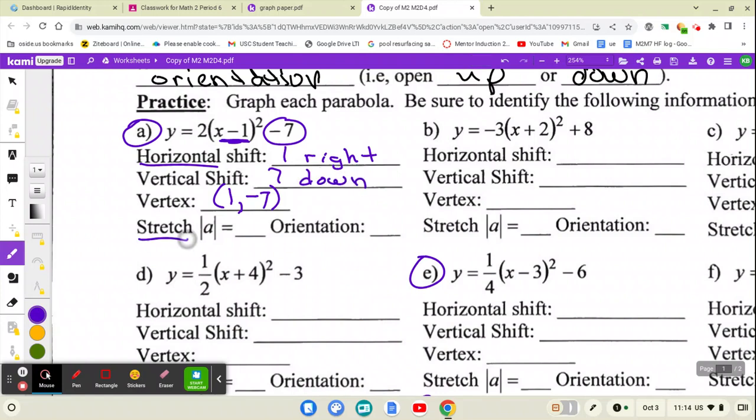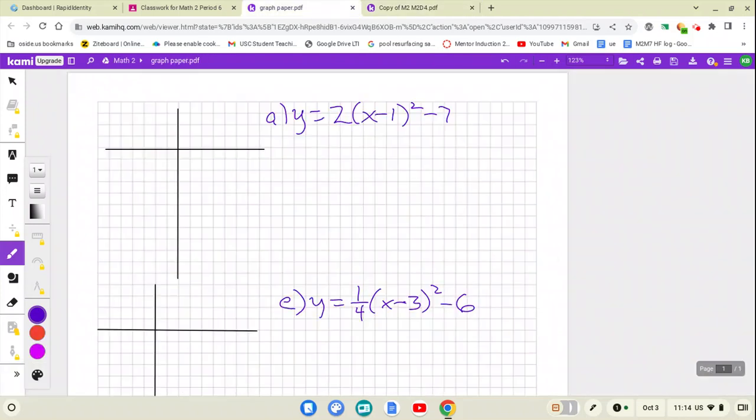The A value, the stretch, is the absolute value of A. It's always a positive number, even if it looks like it might be negative. Like in B here, it looks like a negative, but the stretch there is +3. The orientation there is down. Since our A value doesn't have a negative in front of it, that makes it a +2, and the orientation then is up. So let's put that together. We've got 1, -7 as our vertex.